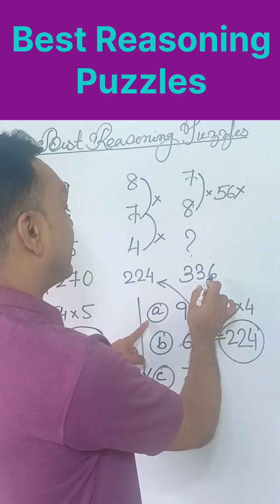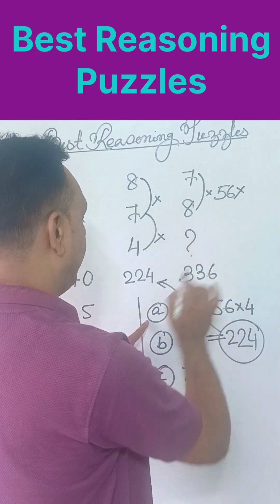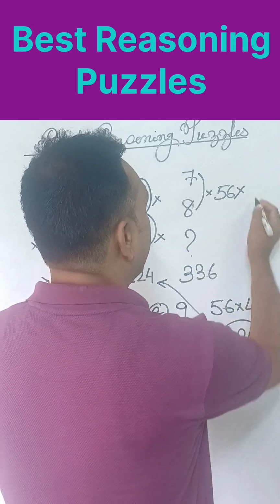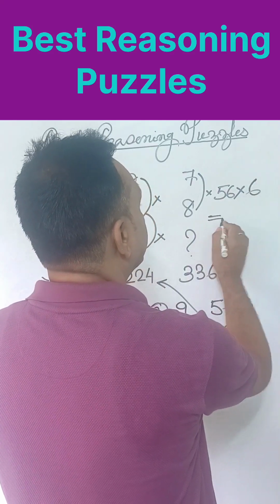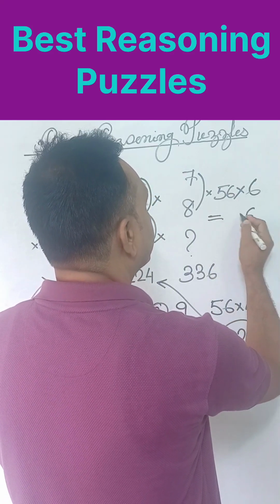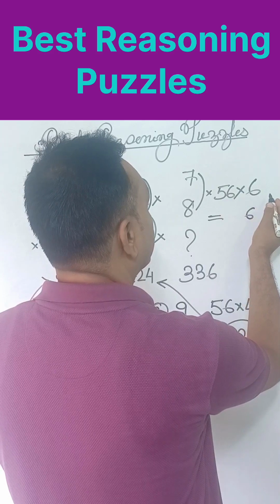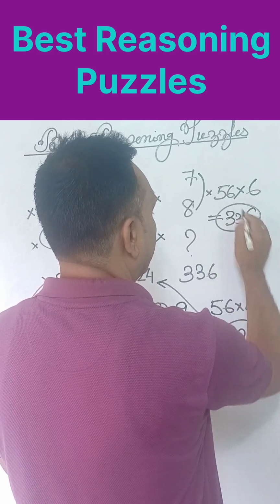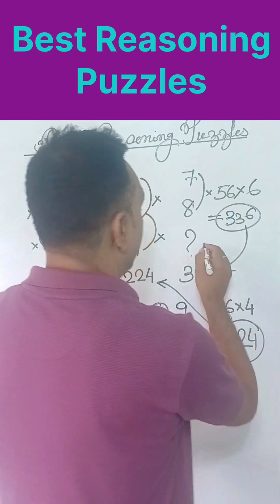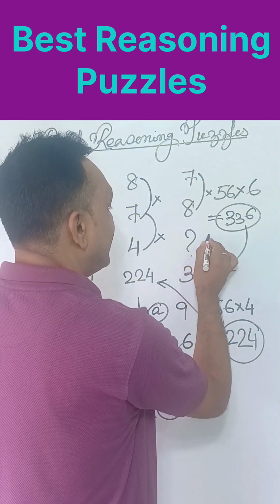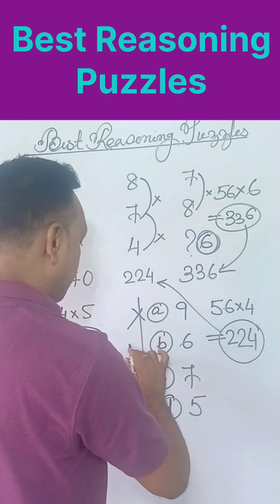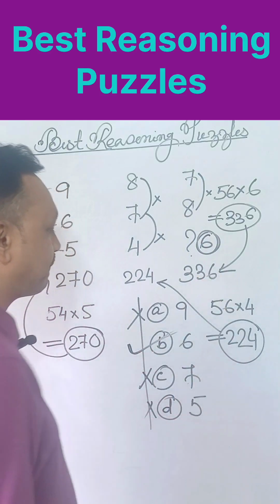If I multiply by 9, 54. 54 is not the answer. If I multiply by 6, 56 times 6 is 336. Yes, we got 336. So this number should be 6. This number should be 6. So option B is the correct answer.